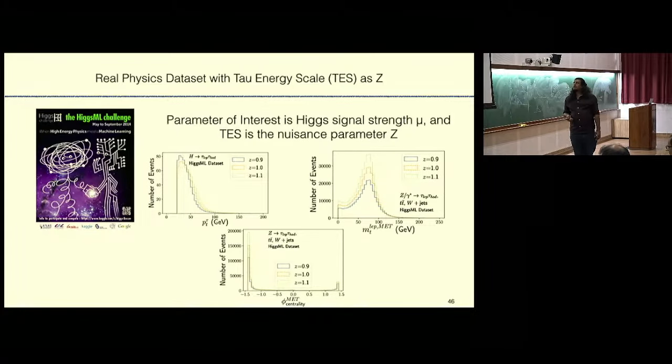Okay. Then, of course, if you just show this on toy problems, nobody's going to be excited. So this is also applied on the Higgs ML data set, where we use tau energy scale as the nuisance parameter. So this is how the tau energy scale affects the different observables. You can see that the nominal is the orange one, and if you decrease it by 10%, you get the blue curves. And if you increase it by 10%, you get the green curves. So you can see that all the features systematically shift if you change the tau energy scale.